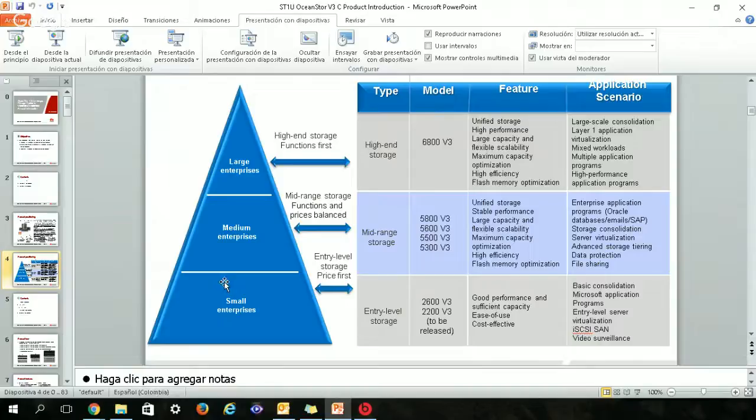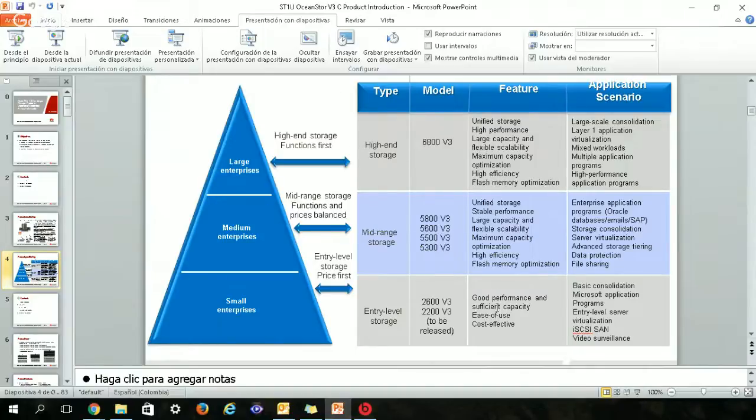Right, so here we have the three types of devices, and they are targeted to different enterprises. For small enterprises, we have entry-level storage, 2600, 2200. It's not covered in this material. For medium enterprises, we have the 5300, 5500, 5600, and 5800. It's the mid-range storage, with functions and price balanced, because it's just like the intermediate package. And we've got the large enterprises, the high-end storage 6800.